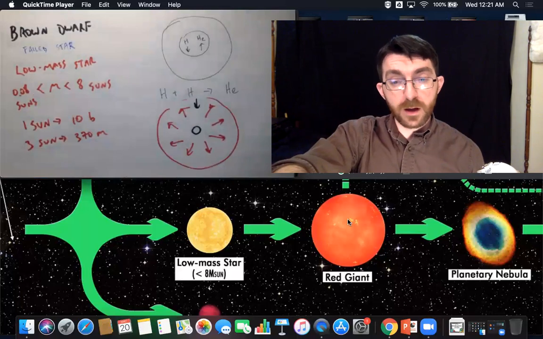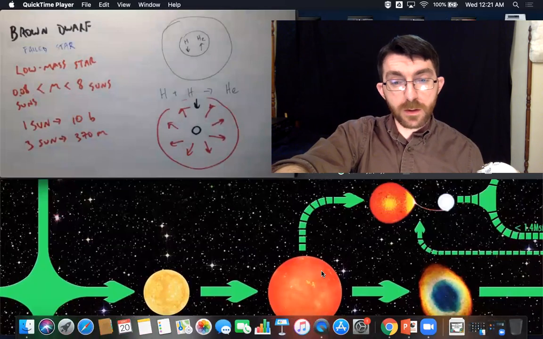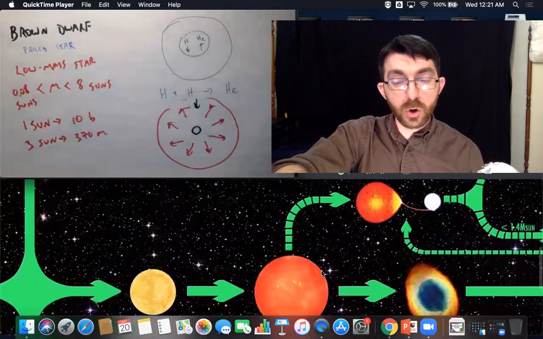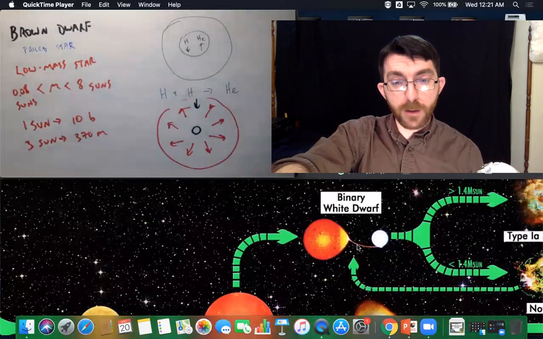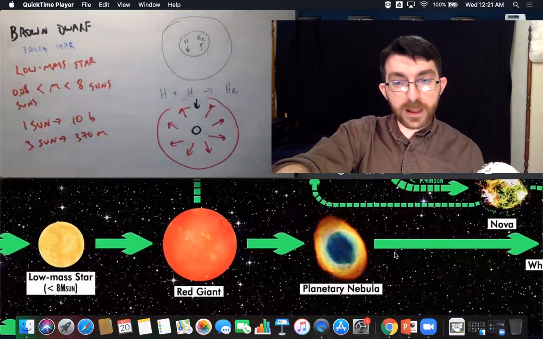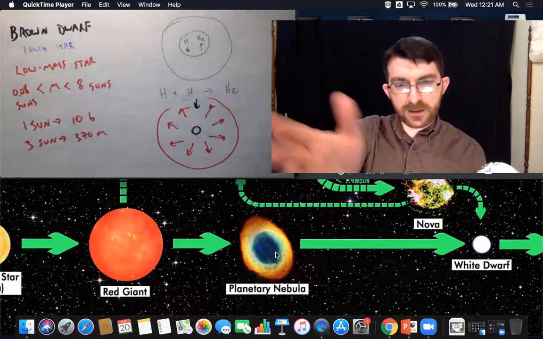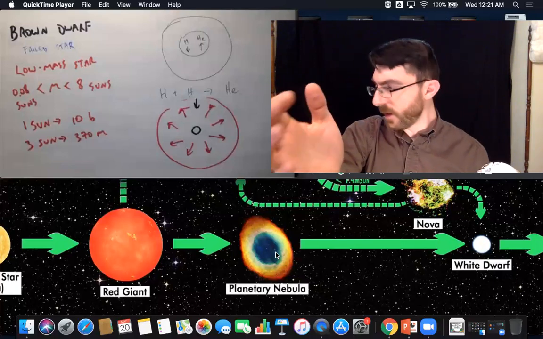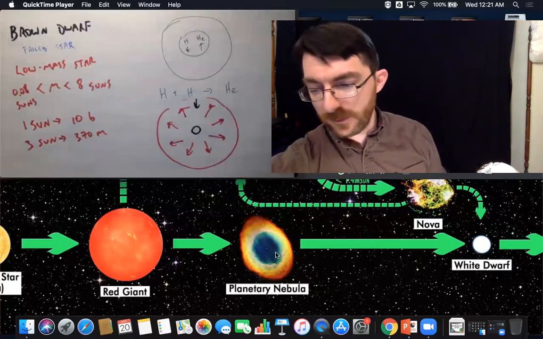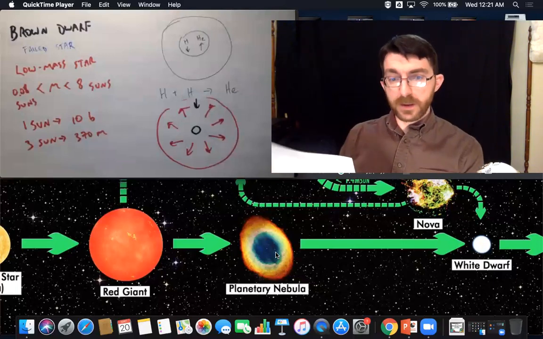So we've got a couple options after this, and I want to explore them both. This red giant could become binary with a white dwarf, or it could become a planetary nebula, which leads to a white dwarf. Let's take this path because it's the bigger arrow. It's the planar one because it's the one that doesn't involve an interaction with another star. So let's go planetary nebula.